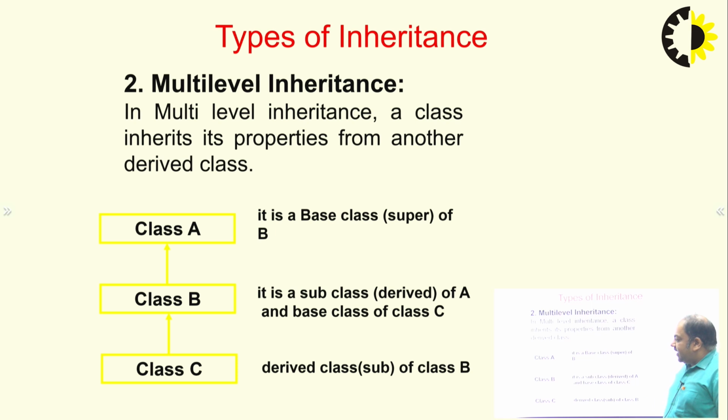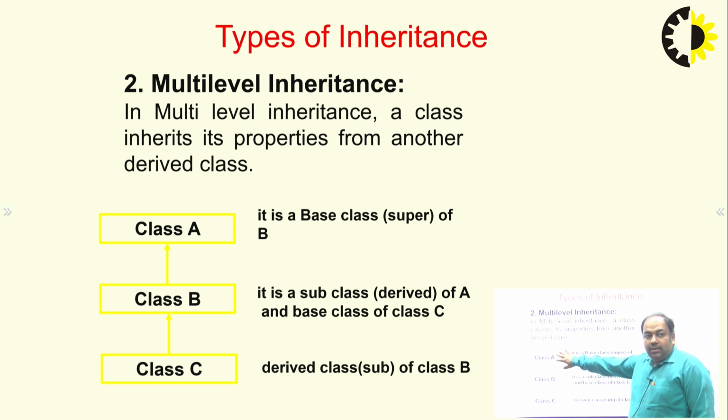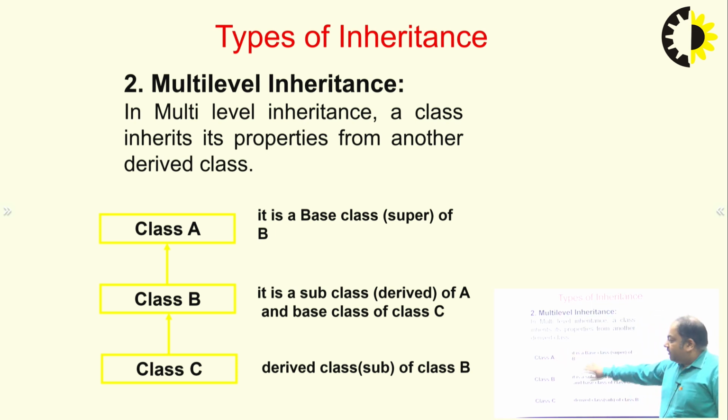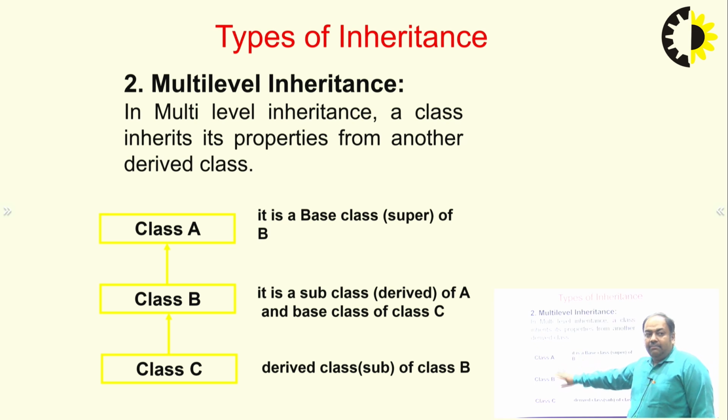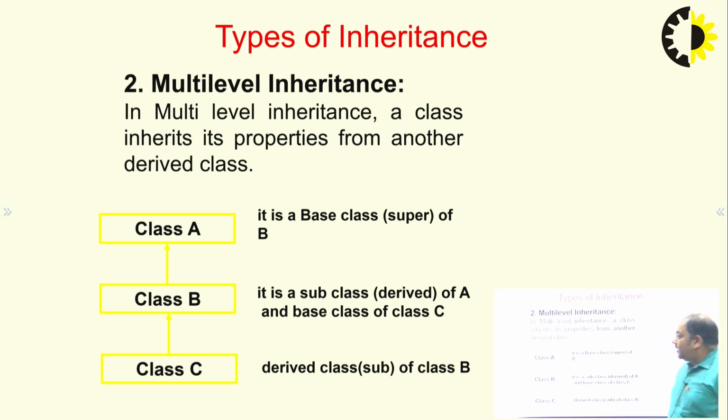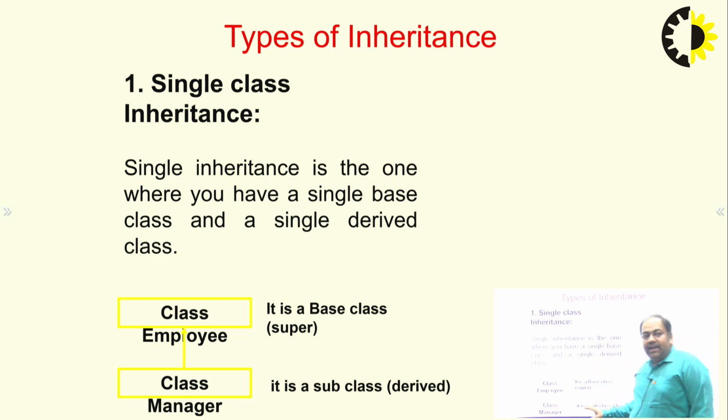In multi-level inheritance, one parent has one child, and then that child becomes the parent of another child. And single class inheritance shows the relationship of one parent, one child.